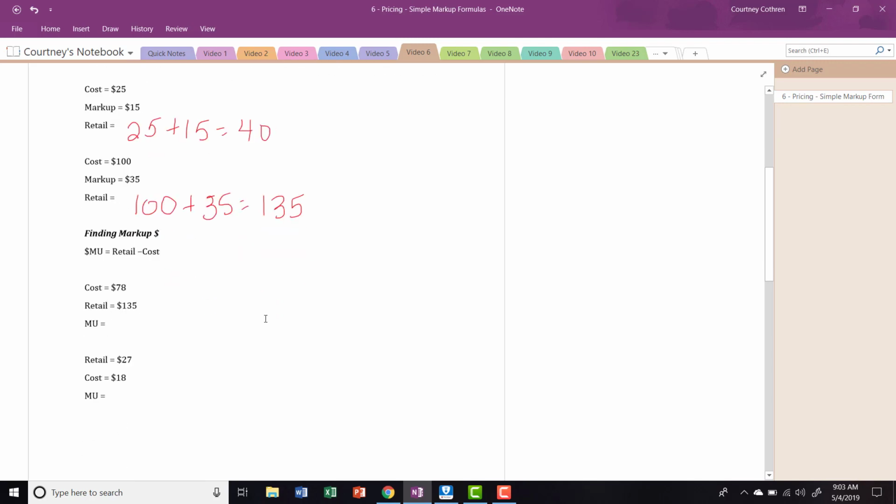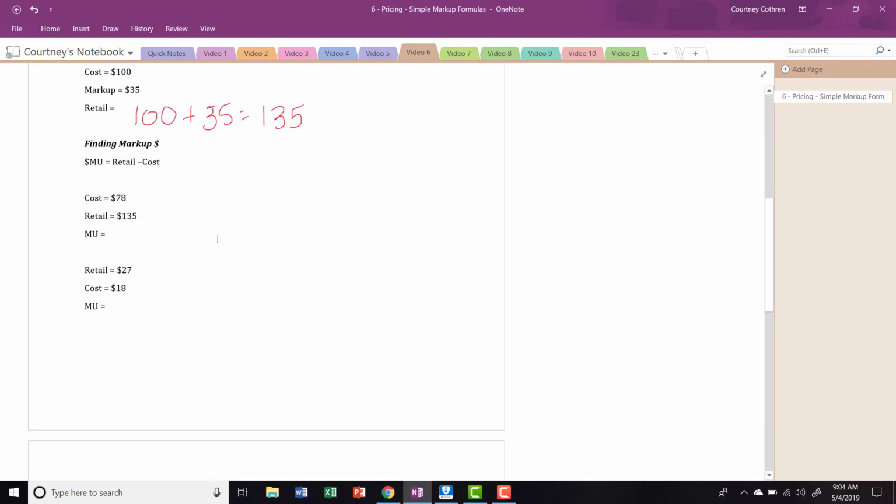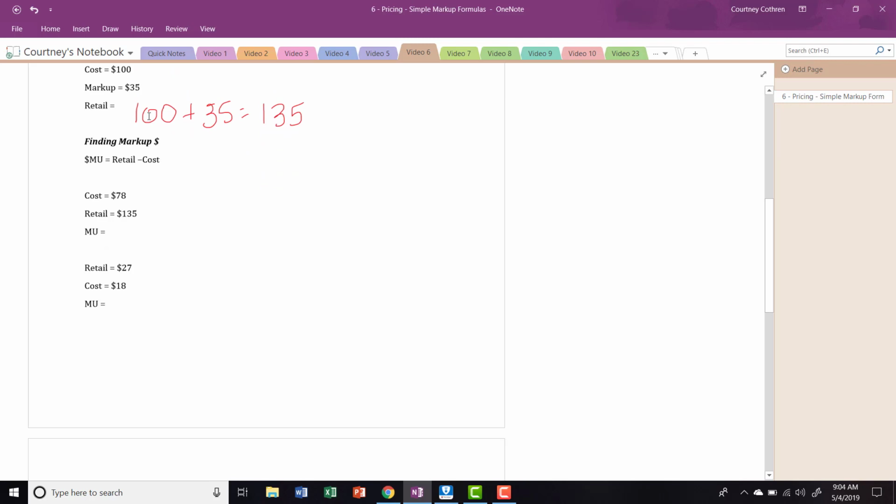Okay, the next thing we can do is we can also look at this formula and change it to find other things. So if I want to find the markup, all I need to do now is subtract cost from retail. So if my retail is $135 and my cost is $78, then the markup for this specific item must be $57. And if my retail is $27 and my cost is $18, then my markup must be $9.